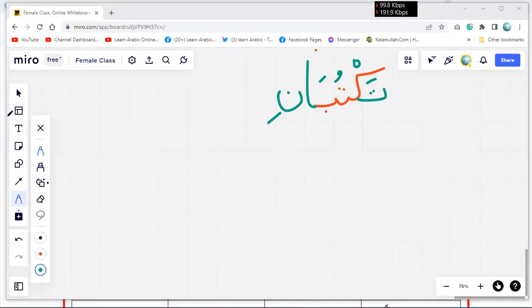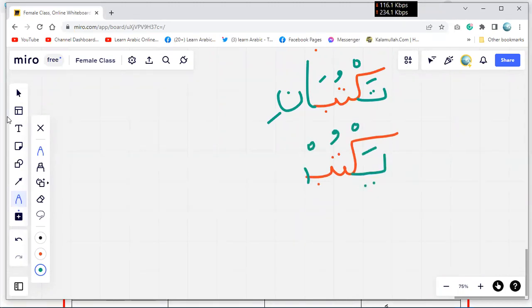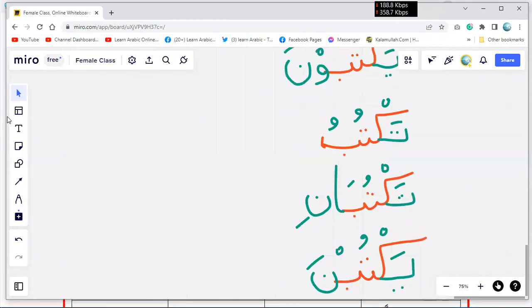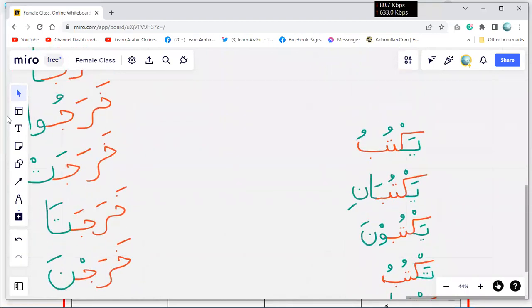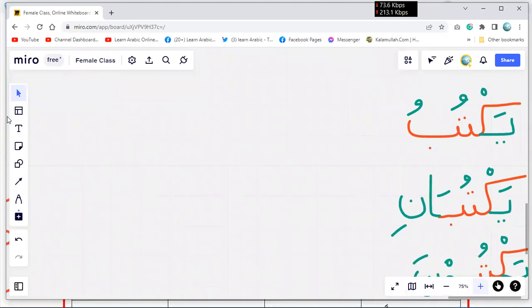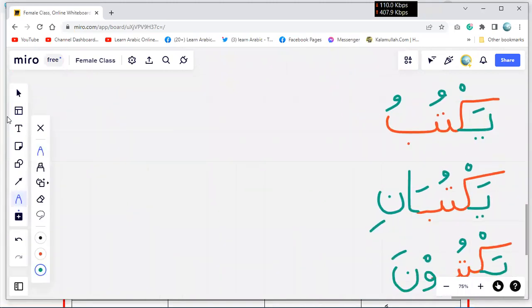Okay. Next we have yaktubna. Yaktubna means they plural feminine are writing. Next we have you are writing masculine. Taktubu.